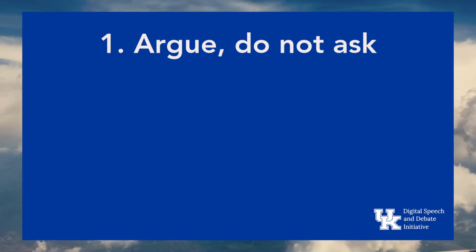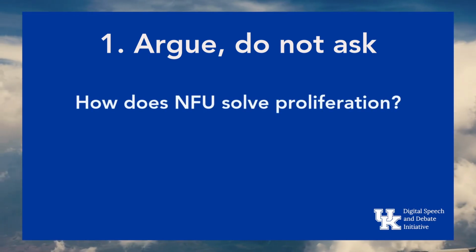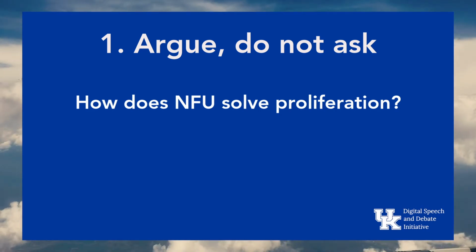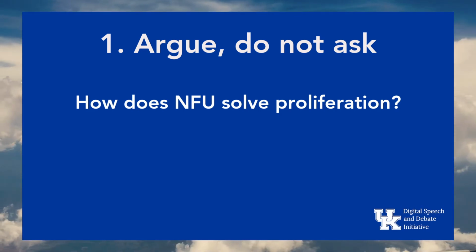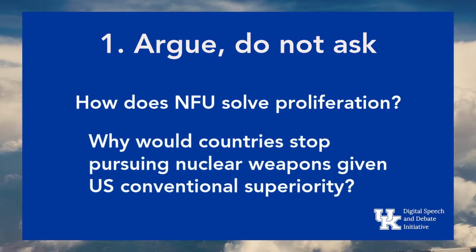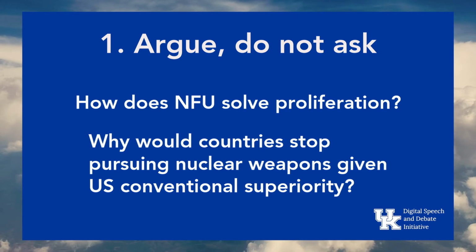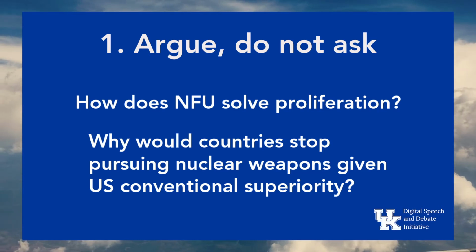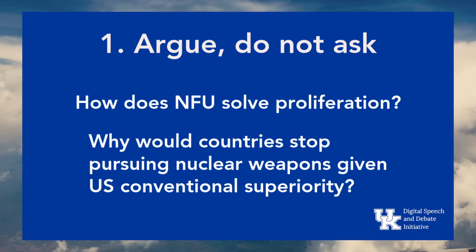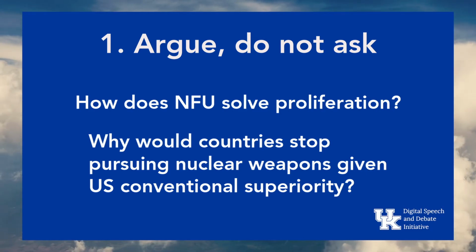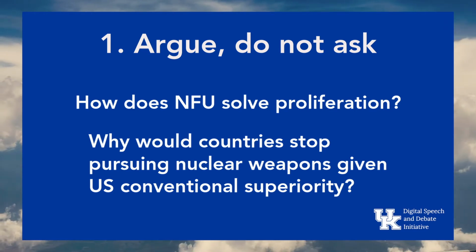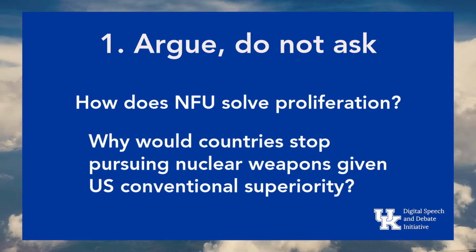Here's an example. An open-ended question would be, how would adopting a no first use policy resolve nuclear proliferation? An argumentative question would be, why would adopting a no first use policy make countries feel secure enough, given the fact that US has conventional superiority, that they would no longer want nuclear weapons? You want the judge to begin getting a sense of what your points of attack will be, not giving your opponents wide latitude to explain their arguments.